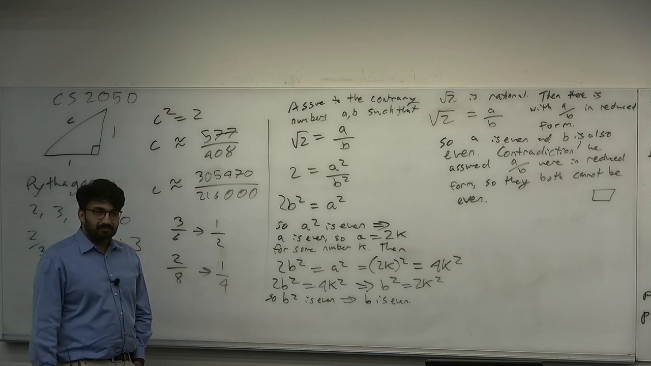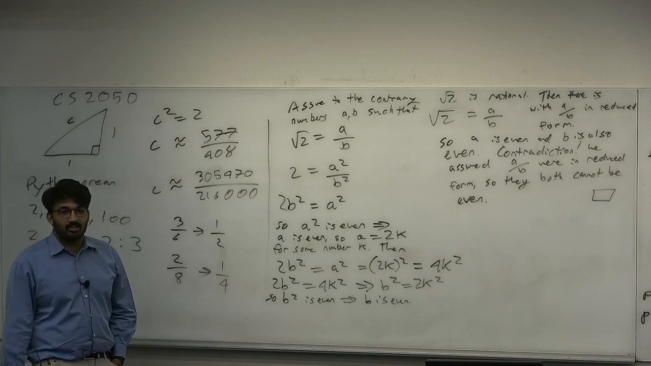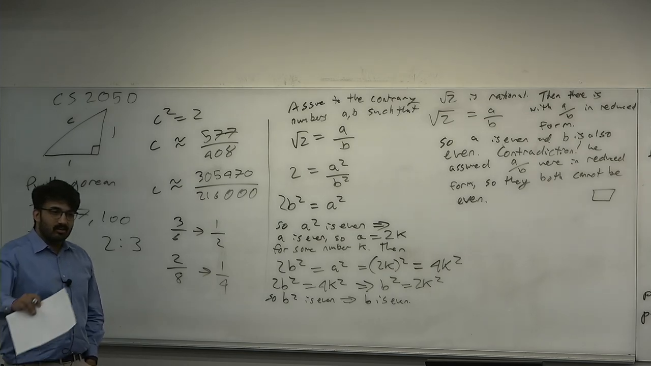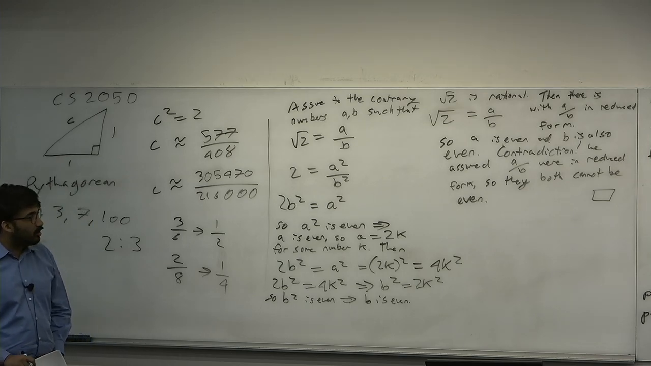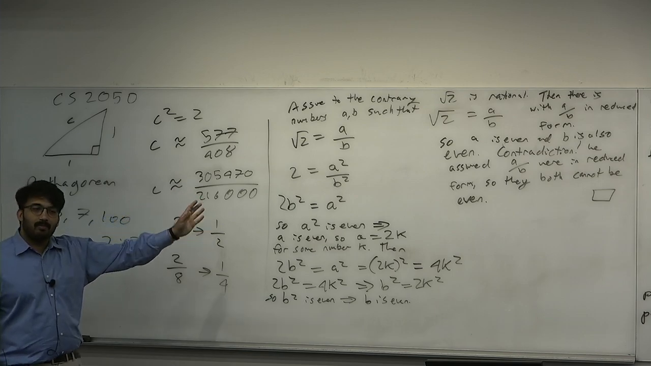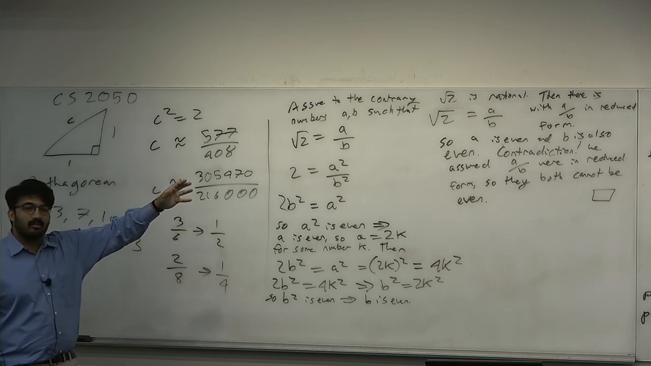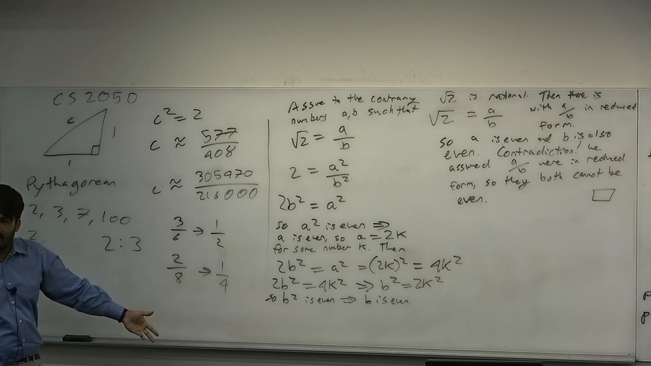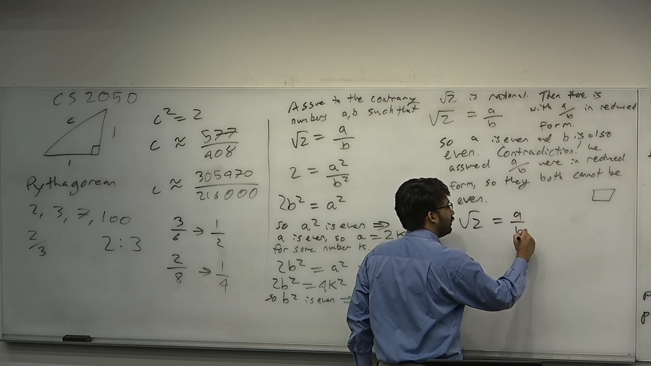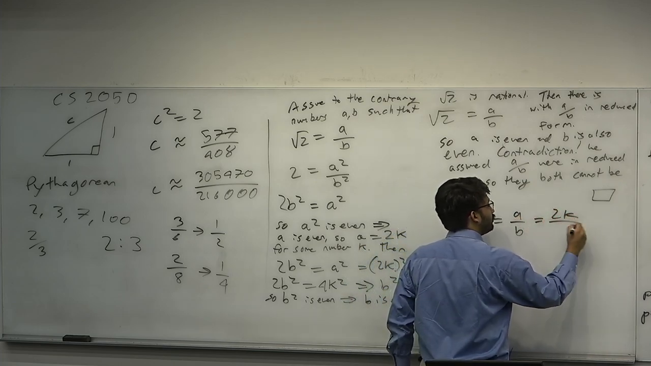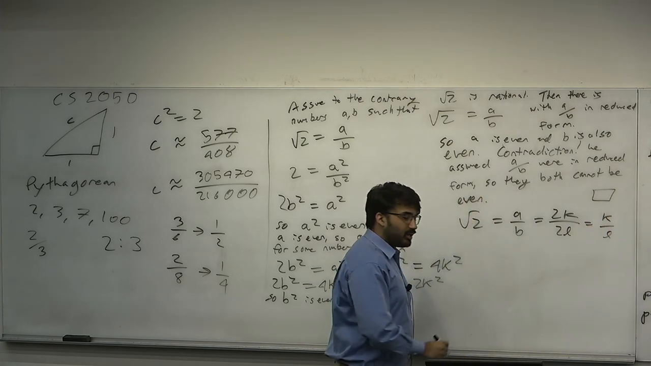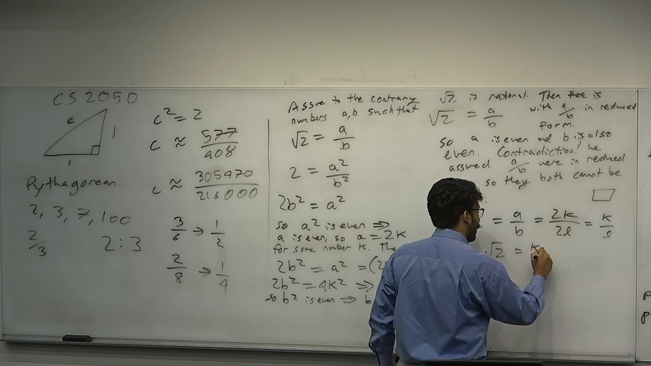But whatever reduced form you can write square root of 2 in, you can reduce it, which is a contradiction. Now, today we observe this as a contradiction, but the ancient Greeks observed this as a proof by infinite descent. You cannot reduce a number infinitely, right? Suppose A and B are both even. So let A equal 2K, B equals 2L, and then you say, okay, 2K over 2L, I'm going to consider K over L, right? Then you repeat the proof for square root of 2 equal to K over L.